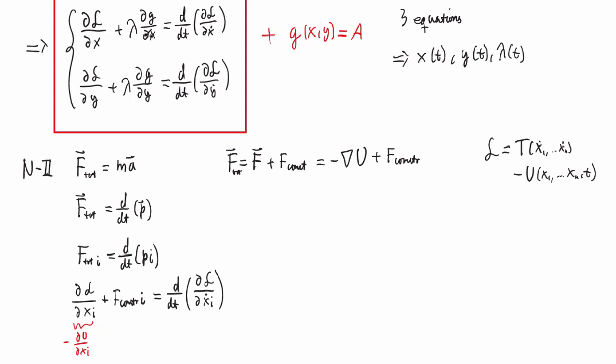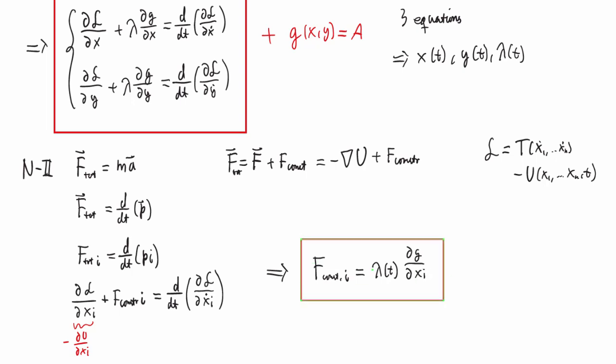So if you compare this equation here with this equation up here, we can immediately identify that the ith component here of the constraint force is just lambda of t times the partial derivative of the constraint with respect to x_i. So that's the other result that we have.